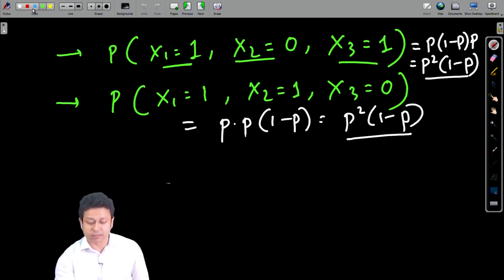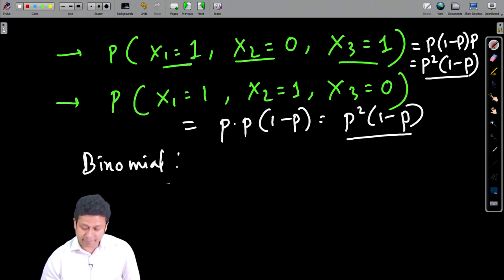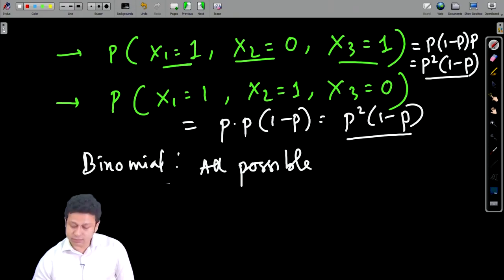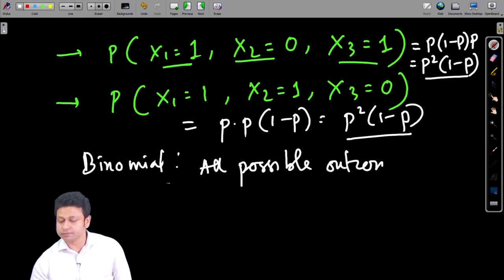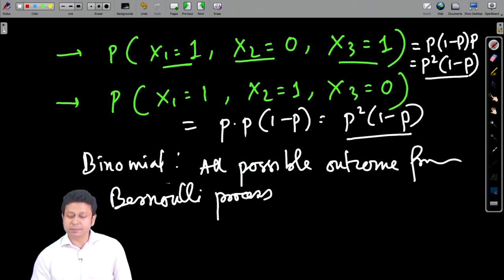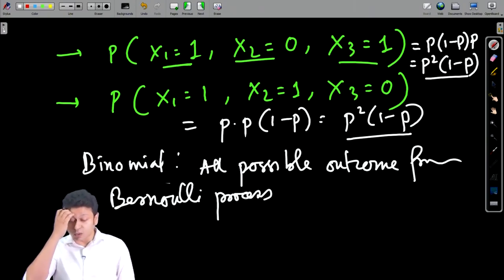Binomial, so instead of Bernoulli, what binomial is doing is taking all possible outcomes from a Bernoulli process, which represents a certain event. Here the event is 2 heads, 1 tail.